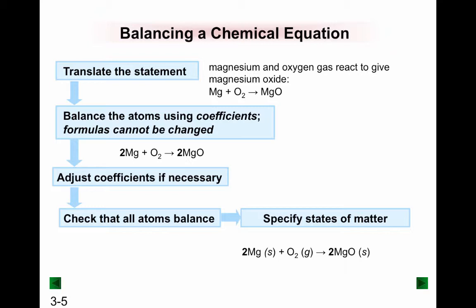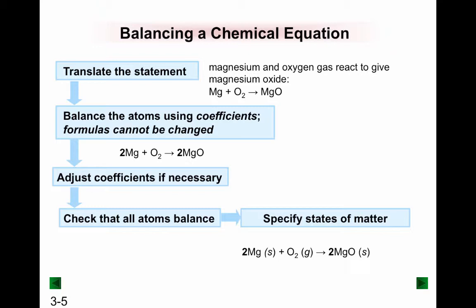The atomic symbol for magnesium is Mg, and the molecular formula for oxygen is O2. Remember that oxygen gas is a diatomic molecule. We need to remember how to write and balance ionic compounds that we learned about in Chapter 2. The charge on magnesium ion is +2 and the charge on the oxide ion is -2. Therefore, the chemical formula for magnesium oxide is MgO.